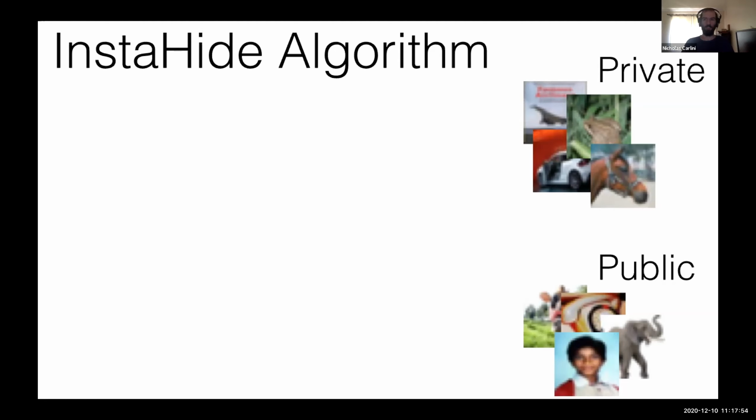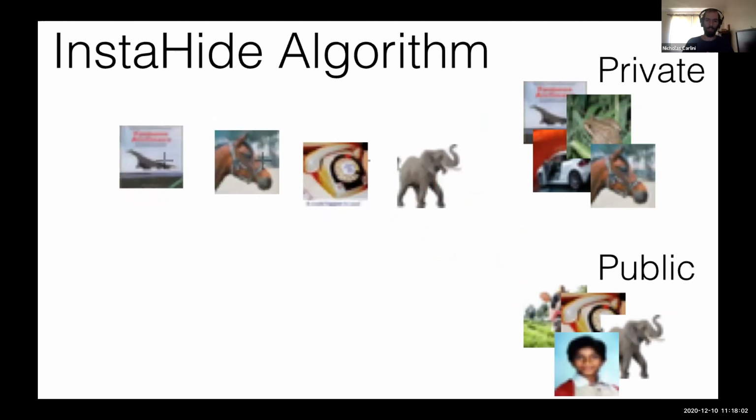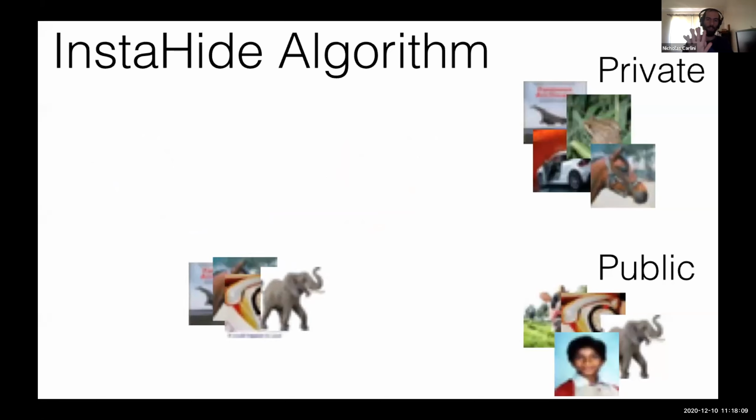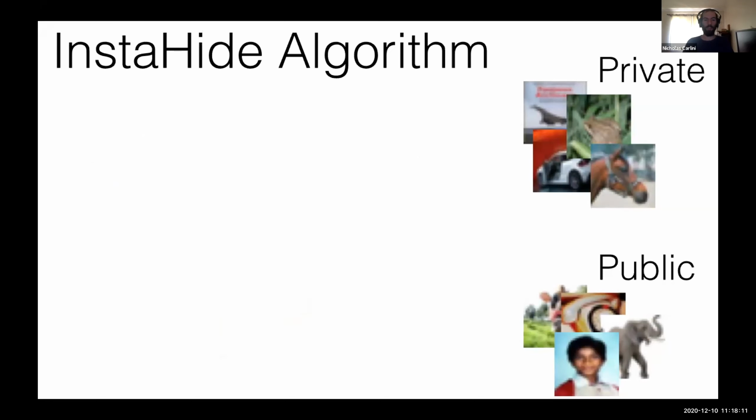Here I'm showing you images just from CIFAR-100, just to have a different distribution. Now, the way InstaHide works is I'm going to choose a couple images from the private data set and a couple images from the public data set. And then I'm going to add them all together, sort of like taking the pixel-wise average. And that gives me this blurred image.